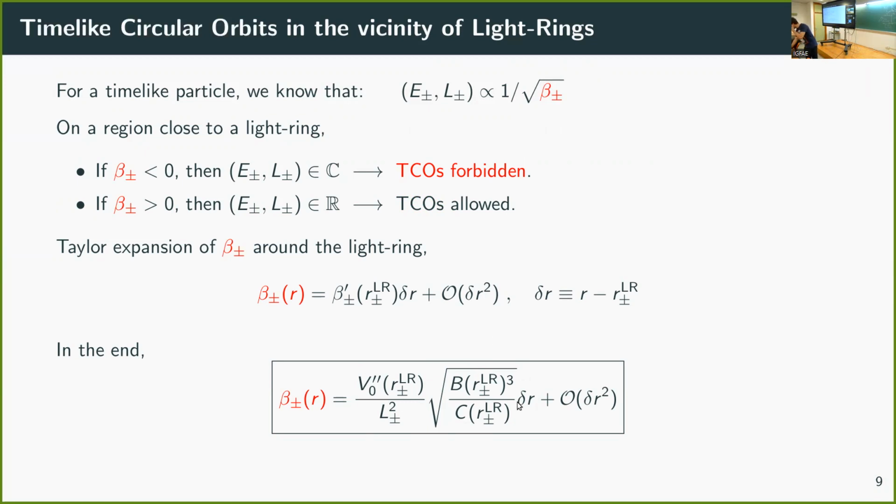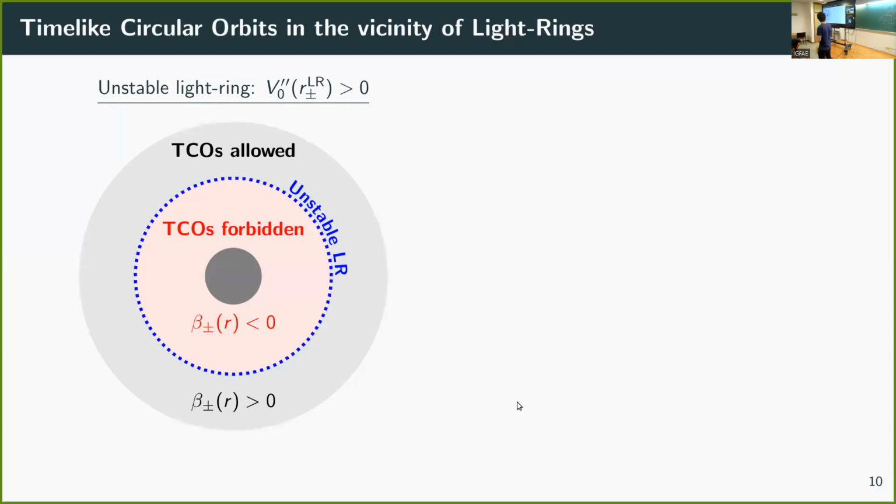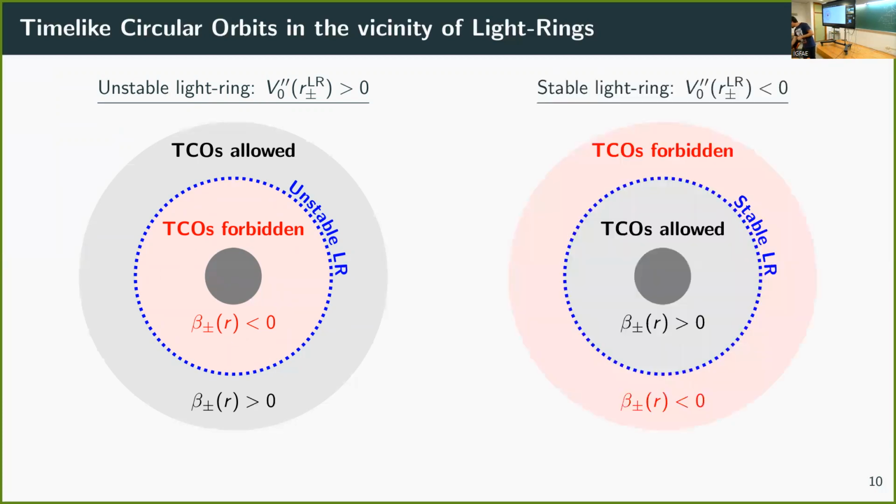In order to be a bit easier to understand, let's look at a diagram. Imagine that we have an object with an unstable light ring. What happens in that case is that the inner region of the light ring is a region where you don't find time-like cyclic orbits because beta is negative. But the outer region is the one where you can find time-like cyclic orbits because beta is positive there. If you have a stable light ring, it's basically the opposite. The outer region is now the one where you don't find time-like cyclic orbits, and the inner one is the one where you find time-like cyclic orbits.